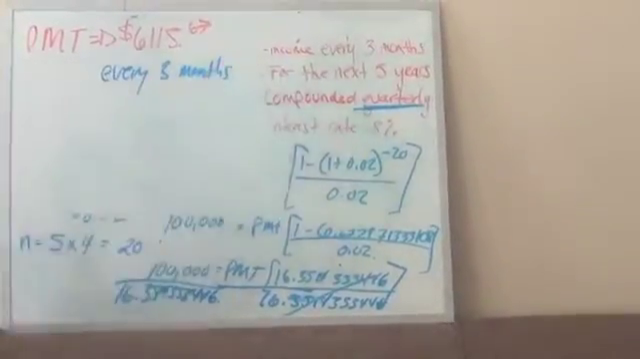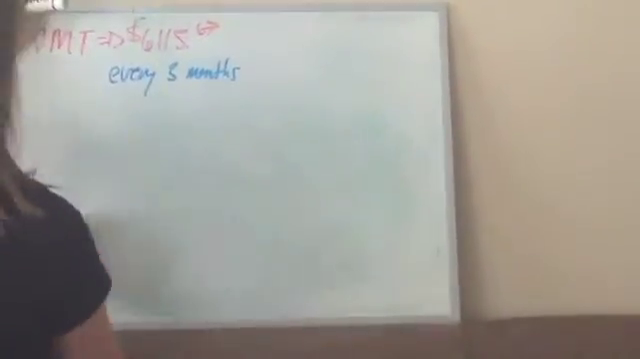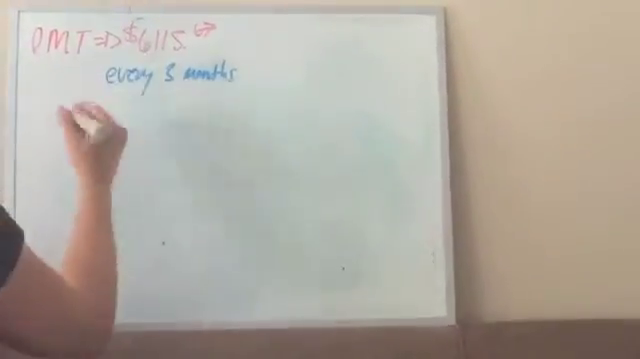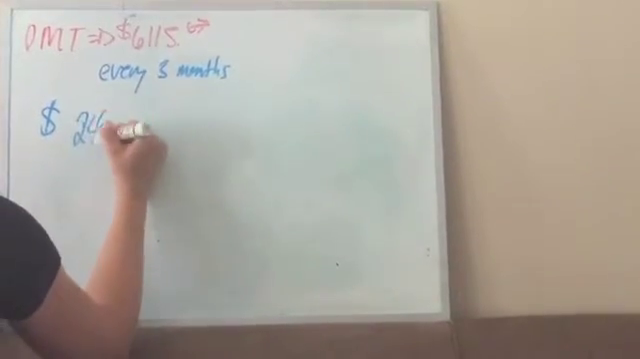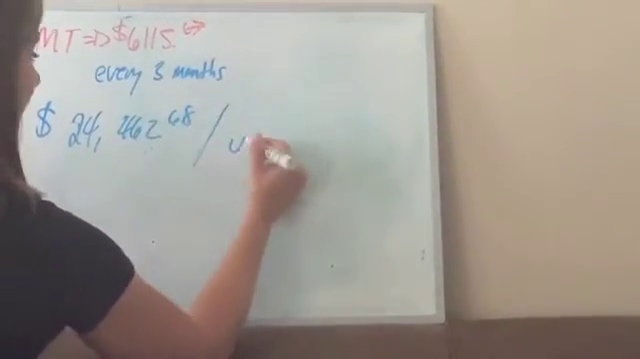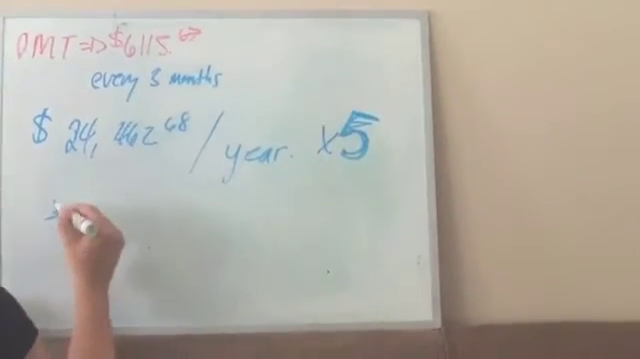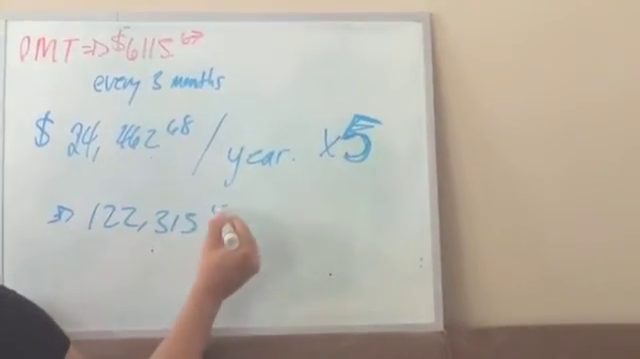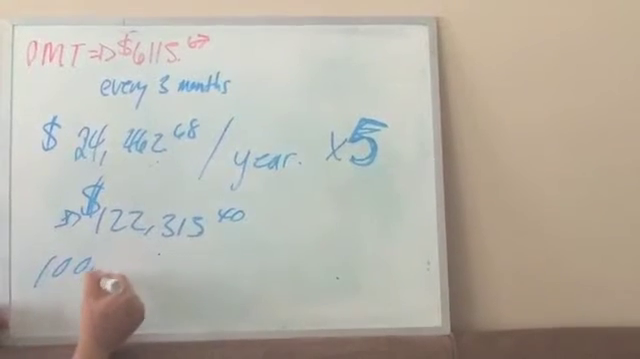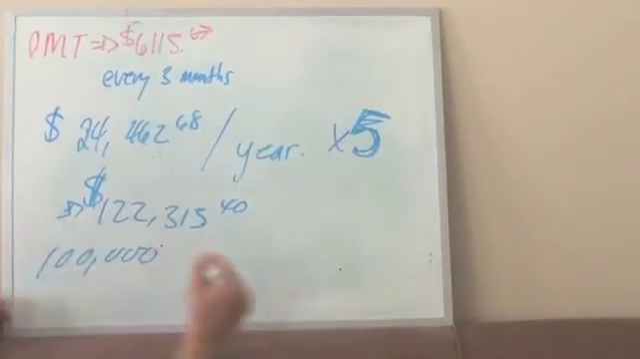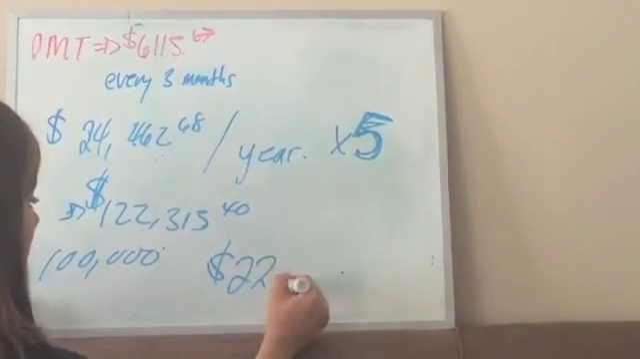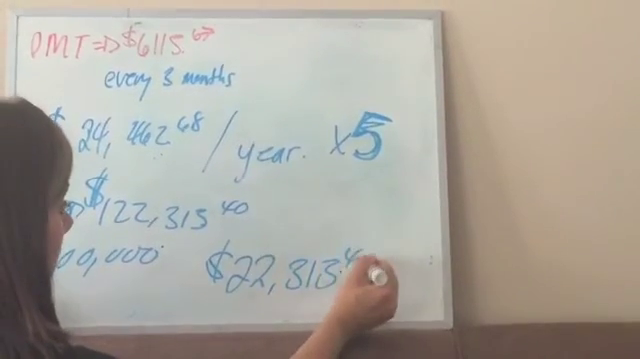$6,115.67 every 3 months. Multiplying that by 4 gets me $24,462.68, and that's for a year. And over 5 years, I have withdrawn a total of $122,315.40. Remember, we started with $100,000 in the account, and again, I made interest.